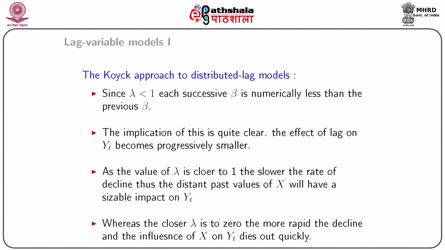So as the value of lambda gets closer to 1, the slower the rate of decline, and thus the distant past values will have a sizable impact on yt. Whereas the closer lambda is to 0, the more rapid the decline, and the influence of x on yt dies out quickly. In other words, when we take values of the independent variable in the near past, x has a sizable impact on yt. However, if we take values far away from the current time, the influence of x on yt dies out very quickly.